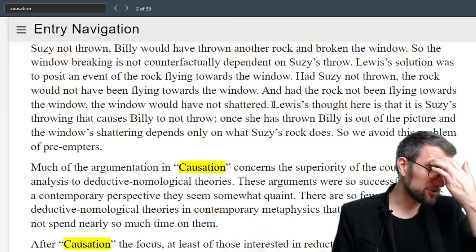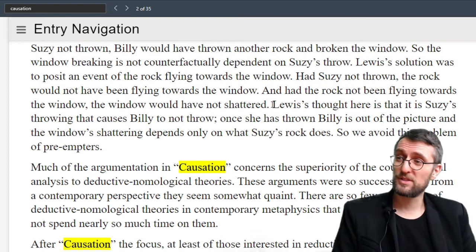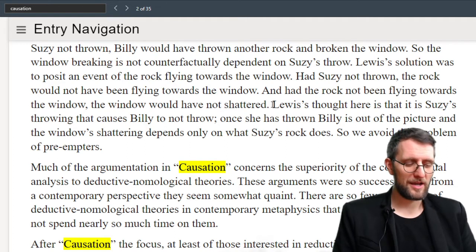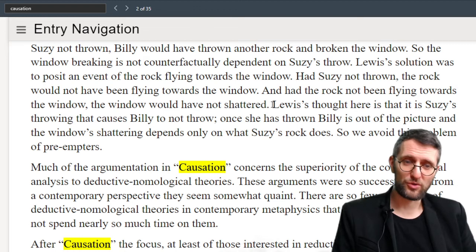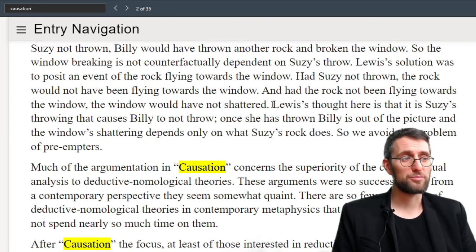problem of preemptors. Okay, so it seems Lewis is concerned with the problem of preempting. And again, if I throw a rock, the window would not shatter if I hadn't thrown the rock. But if I don't throw the rock, somebody else throws the rock. So therefore the window shatters no matter whether I throw or do not throw the rock. And this seems to be a logical problem.